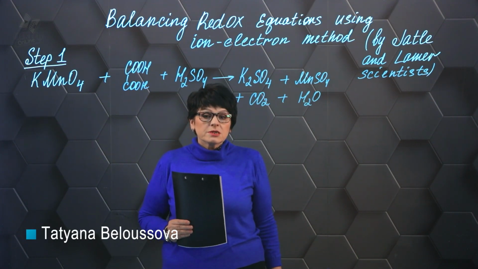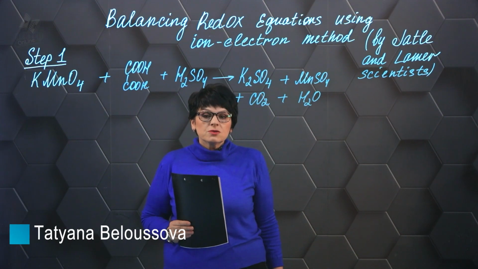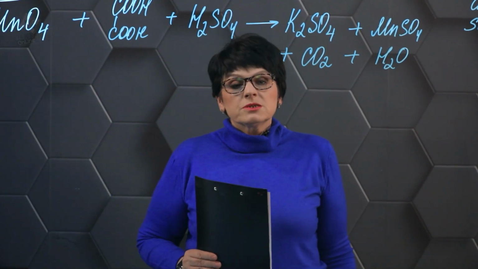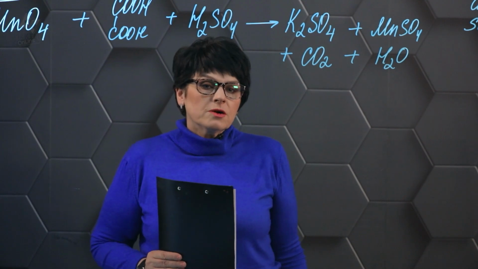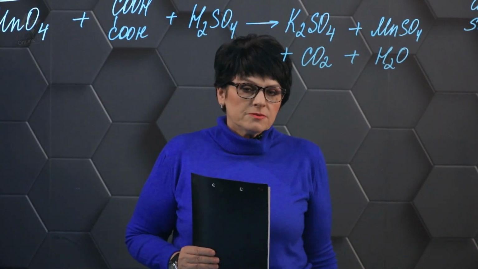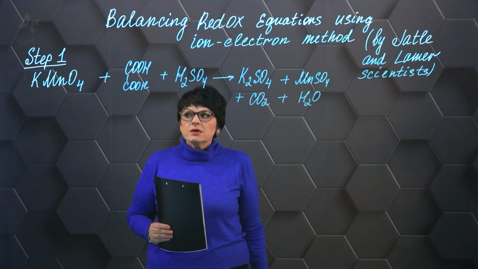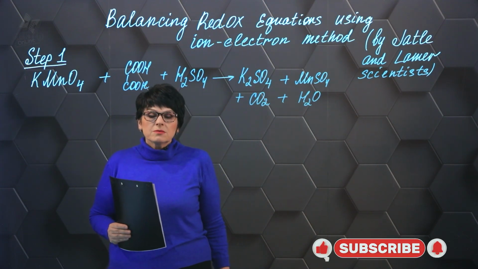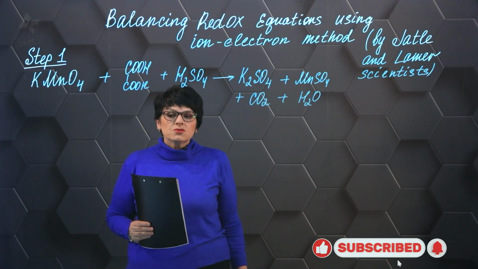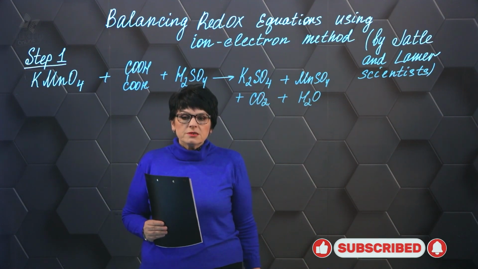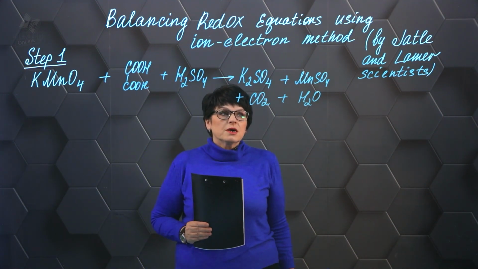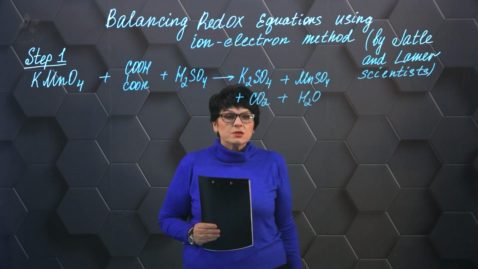Today we're going to study equating chemical reactions using the electron-ion balance method. Complex redox reactions can be equalized using this method. We will now look at the interaction between potassium permanganate and oxalic acid in the presence of sulfuric acid, and the reaction produces potassium sulfate, manganese sulfate, CO2, and H2O.